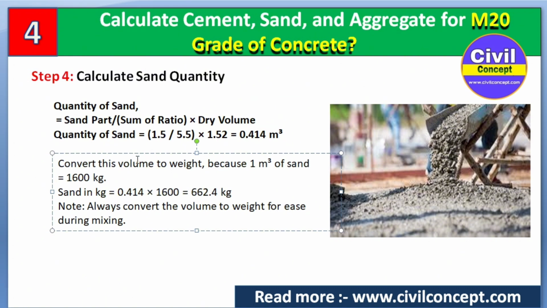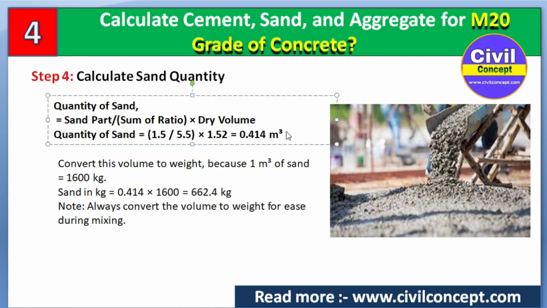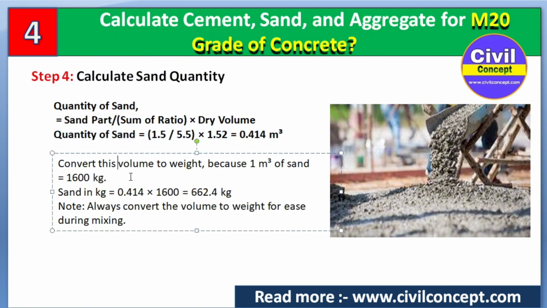If you want to convert it into kg, you can convert. If you don't, it is not necessary, because it always comes in meter cube. But when you are designing a concrete mix, then we have to convert it into kg. So convert this volume into weight, because 1 meter cube of sand is equal to 1600 kg. If we multiply it with 1600, we will get 662 kg.